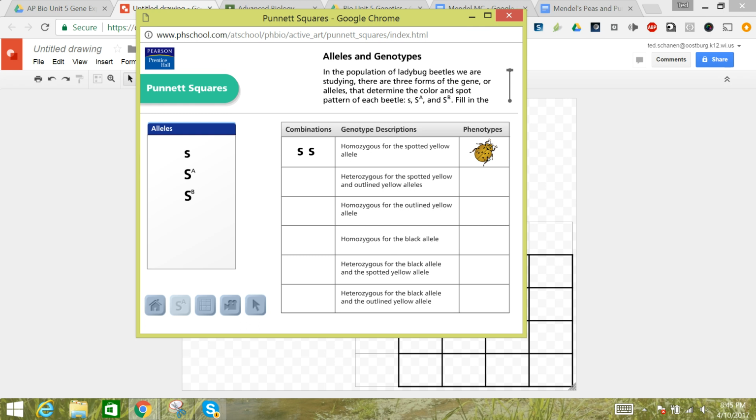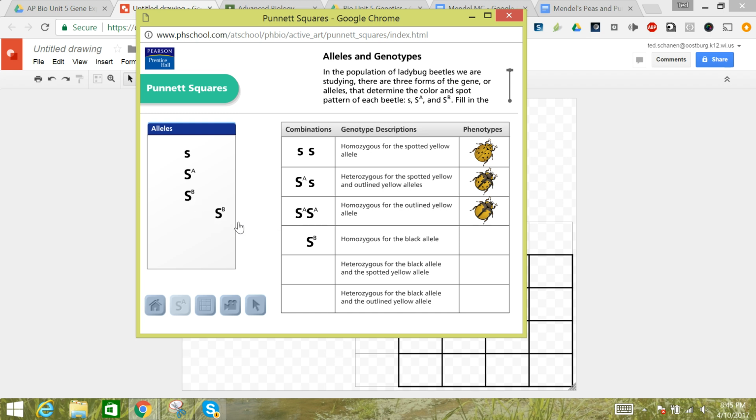The phenotype is the physical appearance. The genotype is the combination of genes and the letters that go with it here. So heterozygous spotted and heterozygous outlined. And that's what it looked like. So instead of it having one or the other, it has both. Now this one would be homozygous outlined, and it has the outline pattern and no spots.